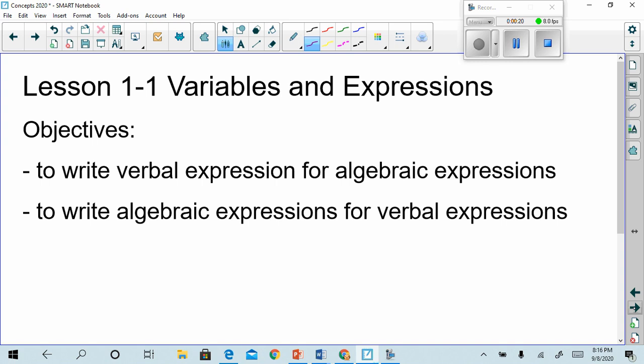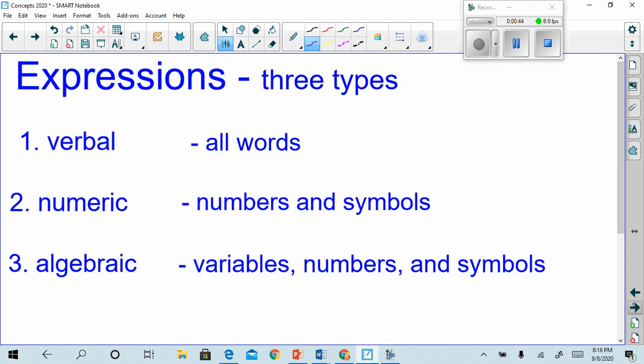Let's jump right in and get started. The beginning of every school year seems to start with a bit of review, which is great because we could all use a little review. So in Lesson 1, we're going to talk about variables and expressions. And our goals will be that we're going to do some translations from one form to another. So before we do any translating, let's talk about the different types of expressions.